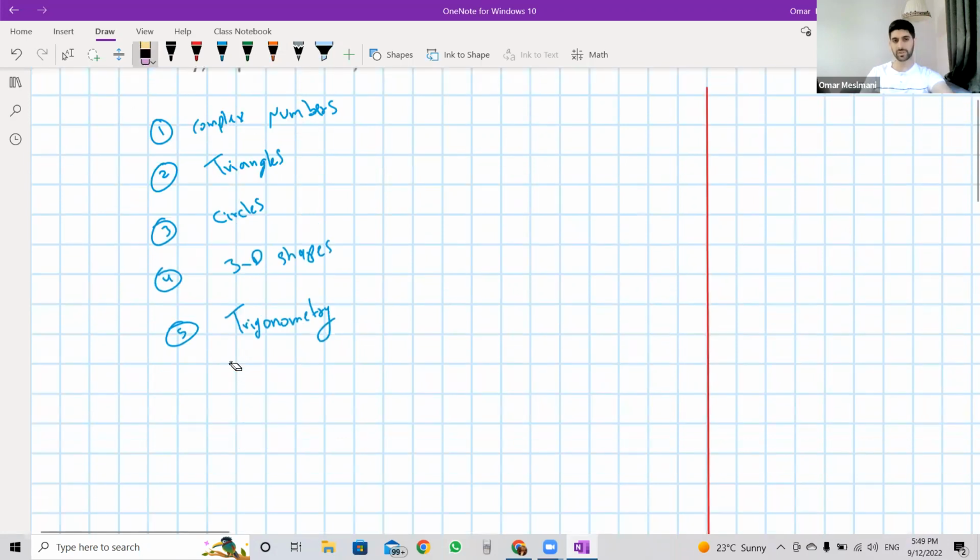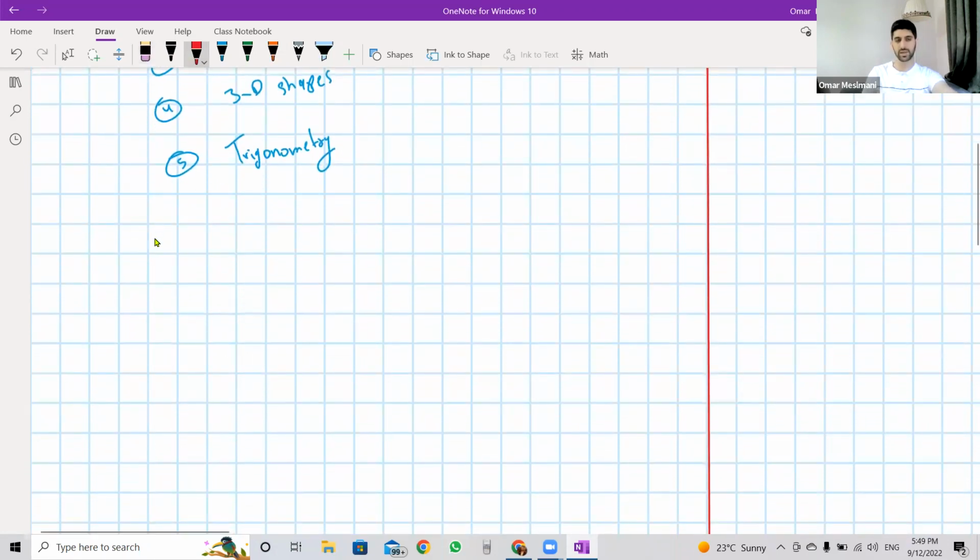We'll start right now with the first concept, which is complex numbers. The complex numbers is one of the easiest concepts. For example, what is the root of 4? Who knows the square root of 4? What is the answer of the square root of 4? It's a 2, isn't it? Yes, it is a 2.